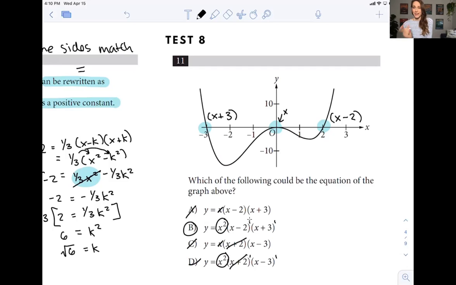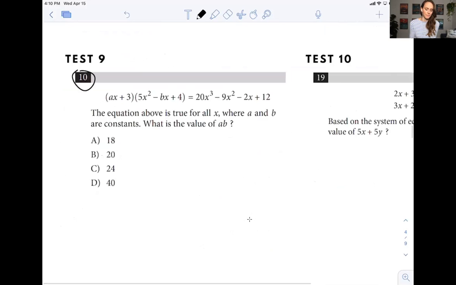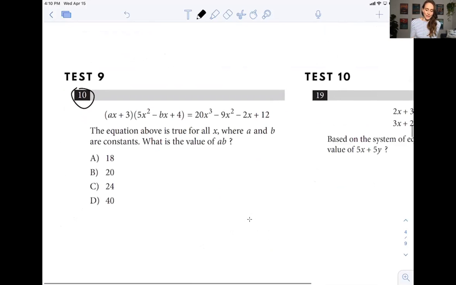And I double check that x plus 3 term also to make sure that matches my factor, right? So that one works. Number 10. So once again, they are asking us to solve for constants.